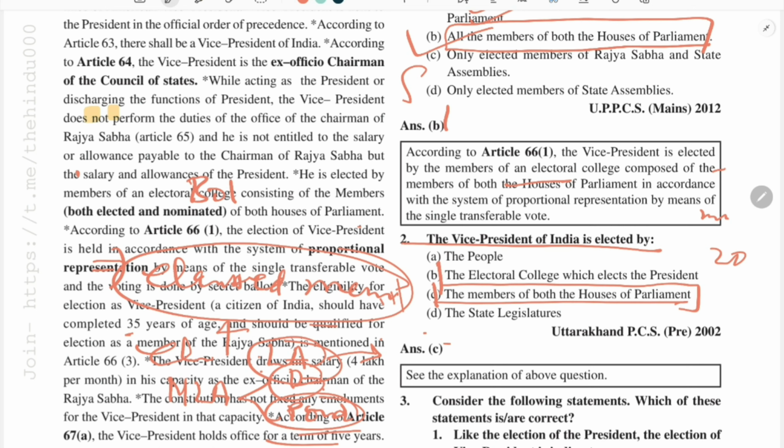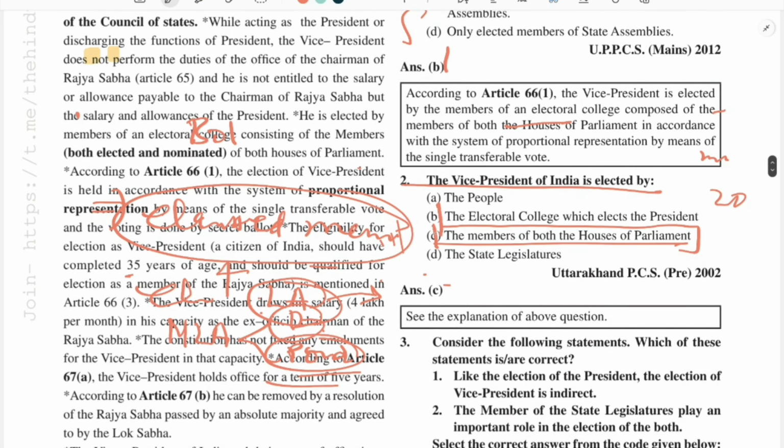So the electoral college of vice president and president has some differences. We will discuss in more detail the electoral college of the president in the chapter on the president. So here the answer is only the members of both houses of parliament. We can't say the electoral college which elects the president, because as I told you, the composition of the electoral college of the president is different from the electoral college of the vice president.